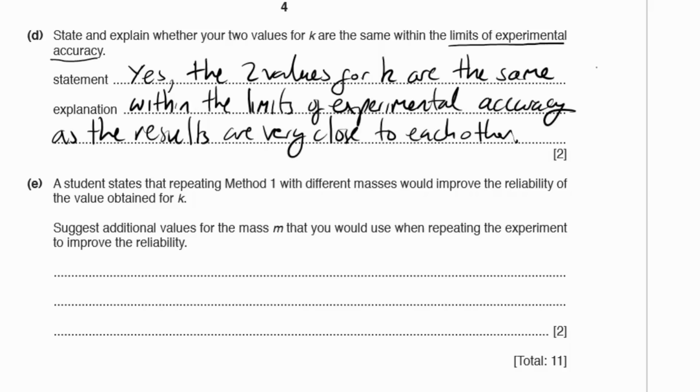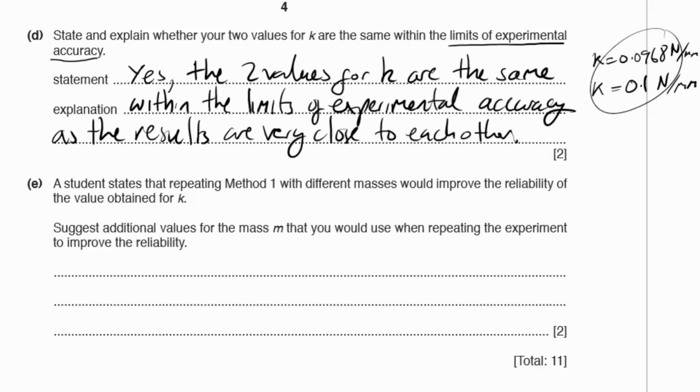There we go. And the reason we're saying that, of course, is because the first value we calculated, we got K equals 0.0968, and that was newtons per millimetre. The second value that we calculated was 0.1 newtons per millimetre. And those values are very close. That's why we can say they're the same. If they were very different, then we would say no, they're not the same. They're within the limits of experimental accuracy. These results would be different if they were very largely separated.